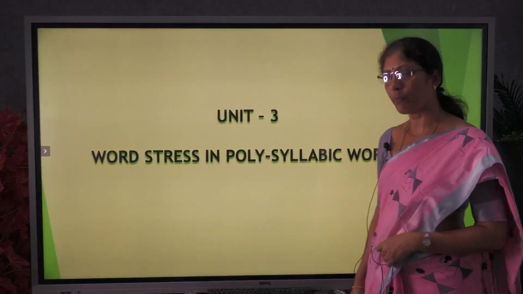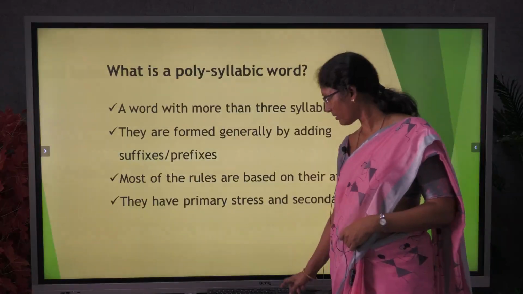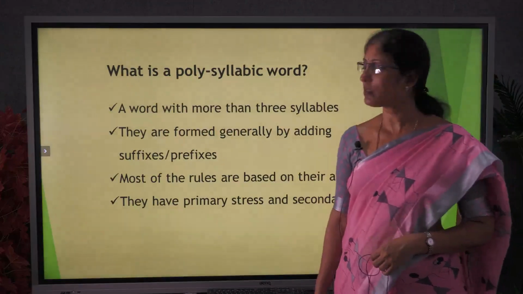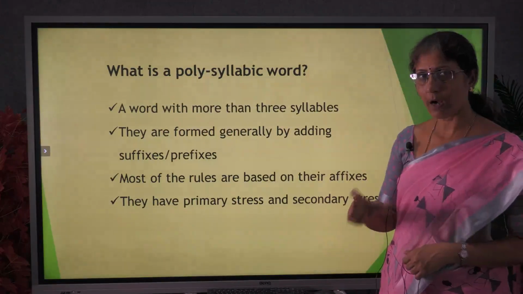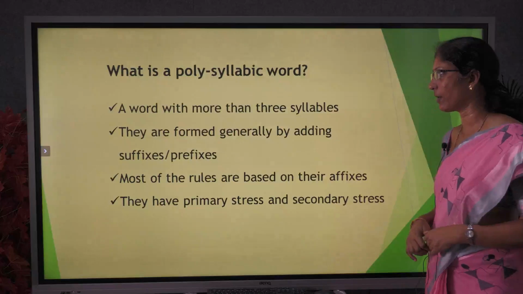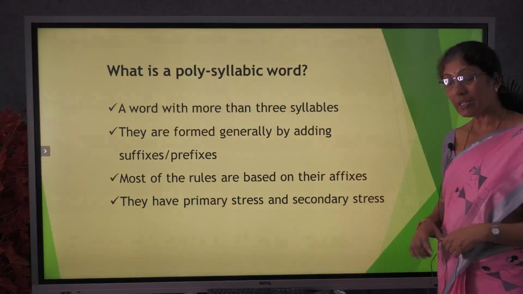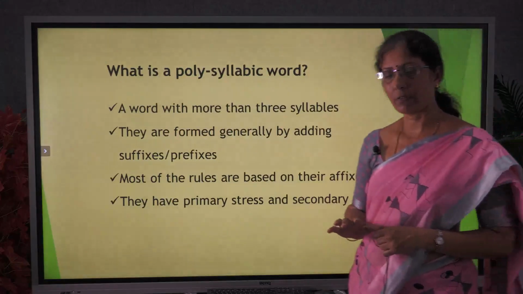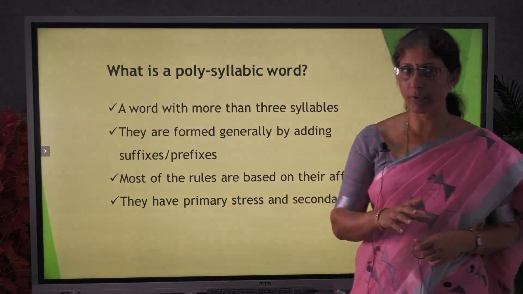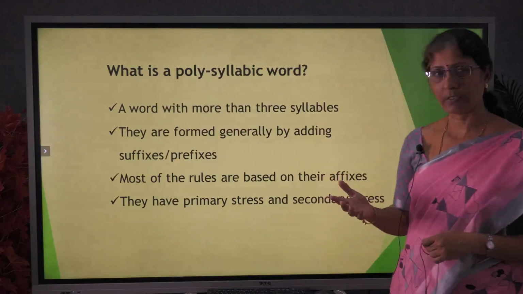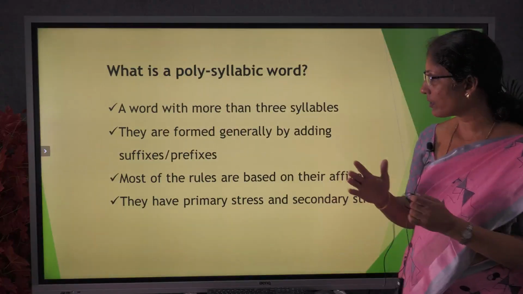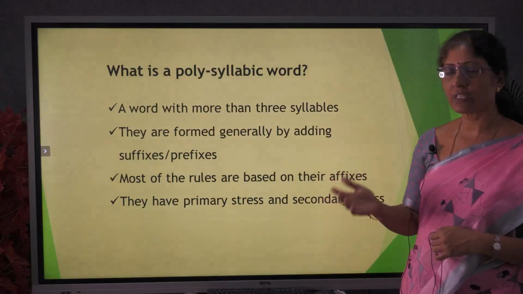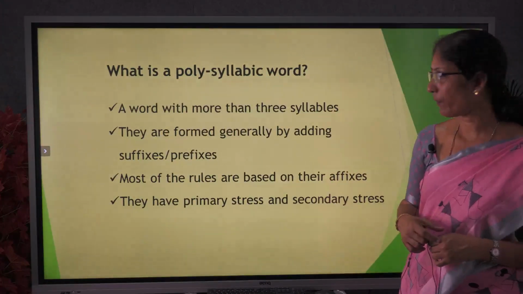So you know that polysyllabic word means if a word has more than 3 syllables, then that word is called a polysyllabic word. Okay? Generally, these words are formed by adding prefixes. Prefixes means either a suffix or a prefix. Okay, so polysyllabic words are formed when an affix is added to the root word.